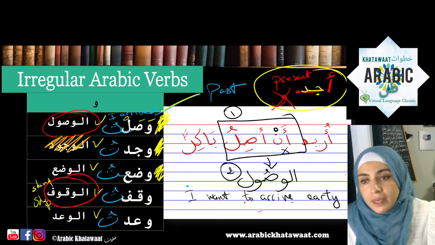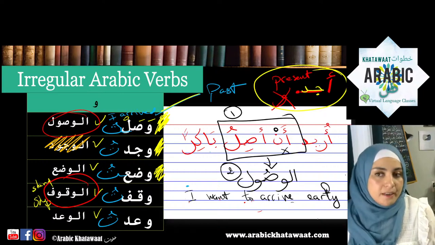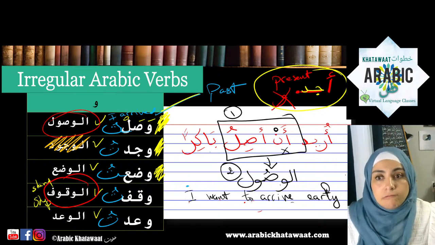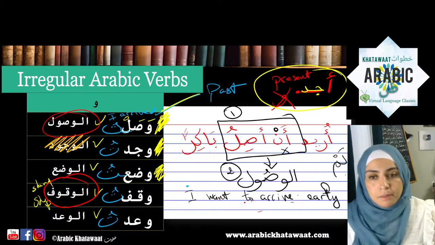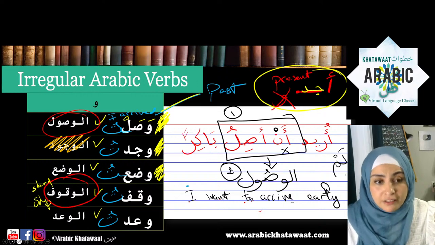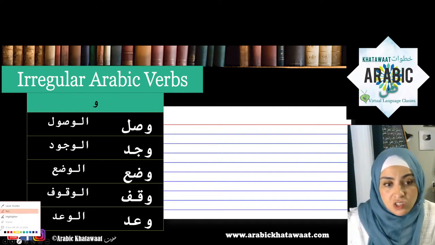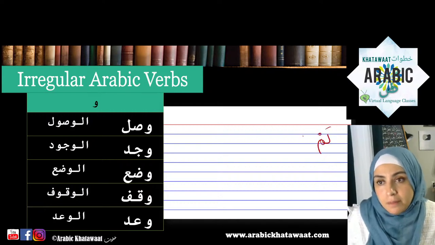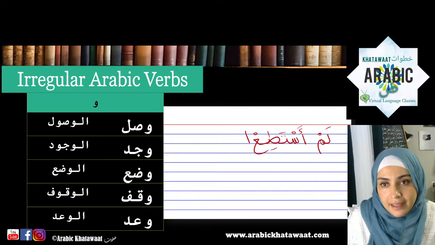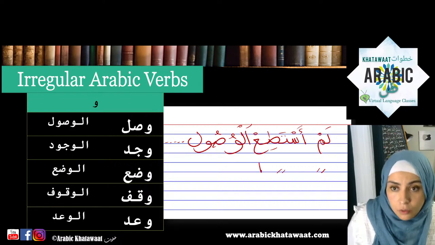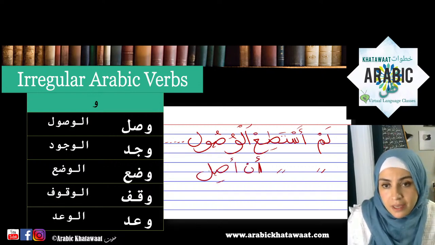أريد الوصول للبيت باكرا. أريد أن أصل إلى البيت باكرا. وأنا وصلت باكرا. لم أصل باكرا. If you're trying to use the gerund in the past, what I would say is just use the verb I couldn't, which is لم أستطع. لم أستطع, I couldn't, or I was not able to. And here I would say الوصول, I couldn't arrive. لم أستطع الوصول باكرا. And I could also use لم أستطع with the verb: لم أستطع أن أصل باكرا.